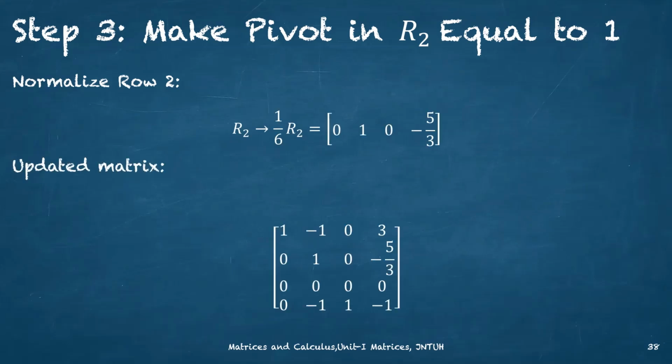Step 3. Make pivot in R sub 2 equal to 1. In step 3, we normalize row 2 by making the pivot, that is, the leading entry, equal to 1. We do this by dividing row 2 by 6. After this operation, row 2 becomes 0, 1, 0, minus 5 by 3. The rest of the rows remain the same. So the updated matrix now looks like this. First row 1, minus 1, 0, 3. Second row 0, 1, 0, minus 5 by 3. Third row 0, 0, 0, 0. And fourth row 0, minus 1, 1, minus 1.